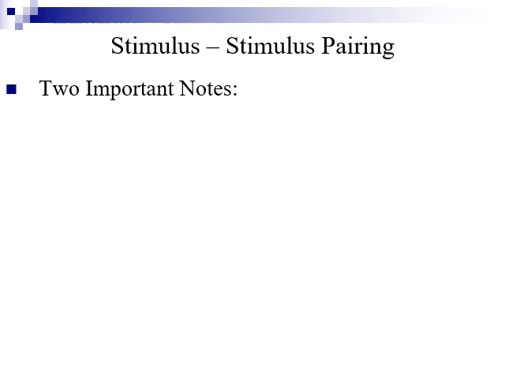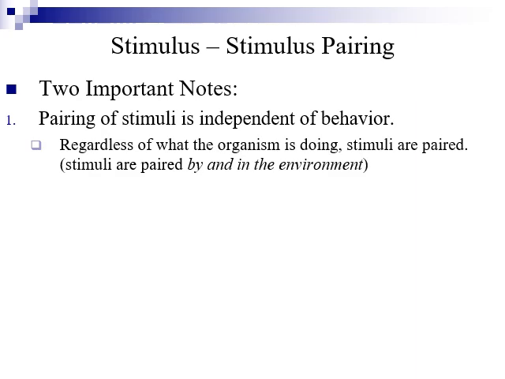There are two really important notes. These are critically important to understanding Pavlovian conditioning. The first, stimuli are paired together and they're independent of anything that the subject is doing. All right? Regardless of what the participant, the subject, is doing, these stimuli are paired at them.